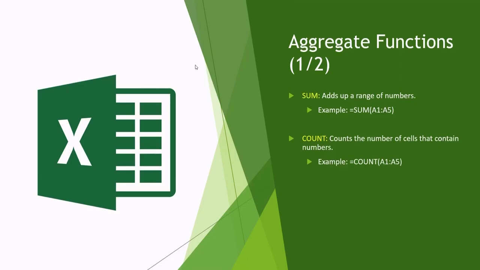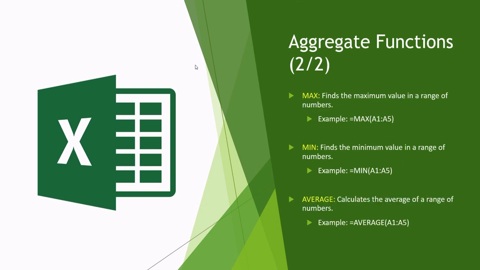In this video, we'll be covering 5 different aggregate functions. The first one being sum, which adds up a range of numbers. Count, which counts the number of cells that contain numbers. Max, which finds the maximum value in a range of numbers. Min, which finds the minimum value in a range of numbers. And average, which calculates the average of a range of numbers. Without further ado, let's get right into it.